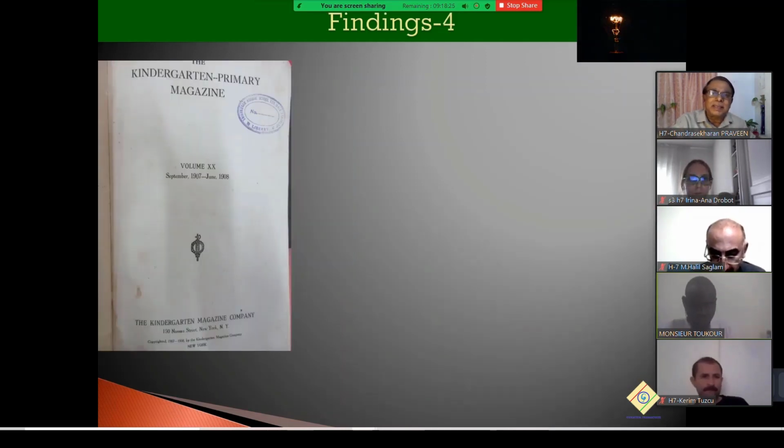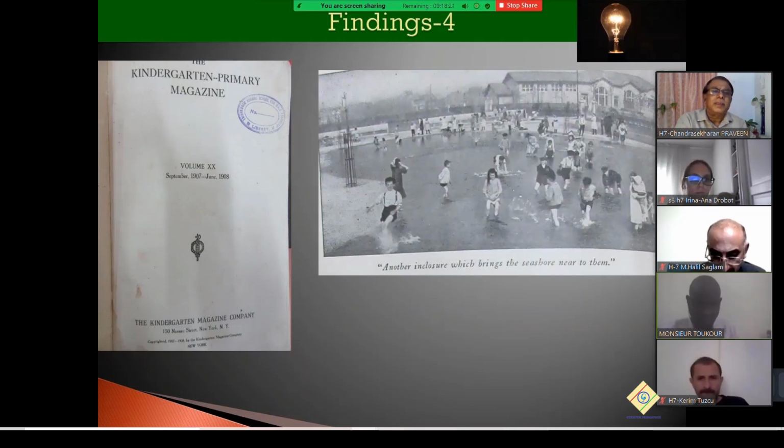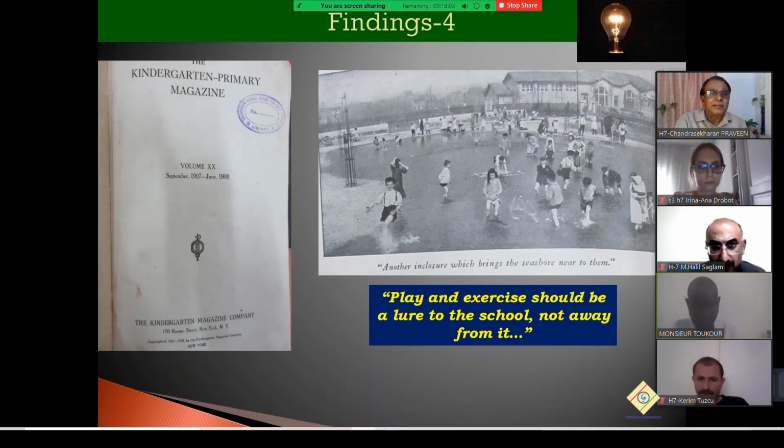Here's another one from the Kindergarten magazine. What do they say? Look, they are bringing the sea to the school. They have built a special inlet so the children can play. We never think about it. We assume that buildings are enough. Let them involve themselves in nature. They get to know that. And this is one significant sentence there. Play and exercise should be a lure to the school. It should attract them to the school.